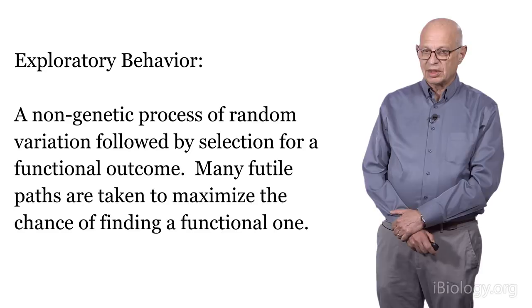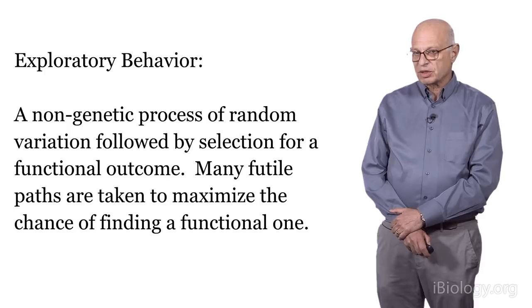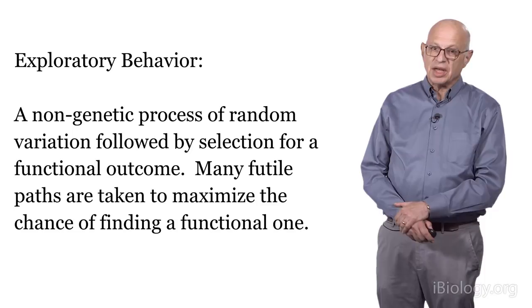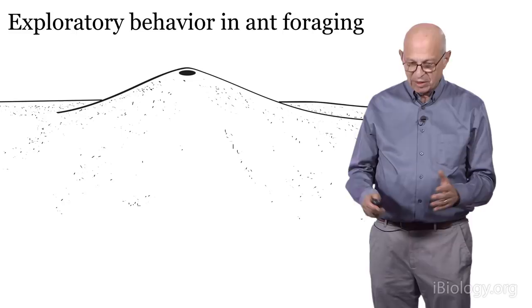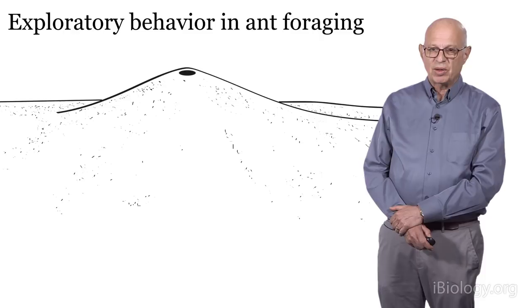And we're not talking about this in the course of evolution, but in the course of the life of the animal. In the process of exploration, as in any exploration, many futile paths are taken to maximize the chance of finding a functional one. So here's a wonderful example. It's not of anatomy, but it's a behavioral example of exploratory behavior. And it's a question of how ants forage for food.